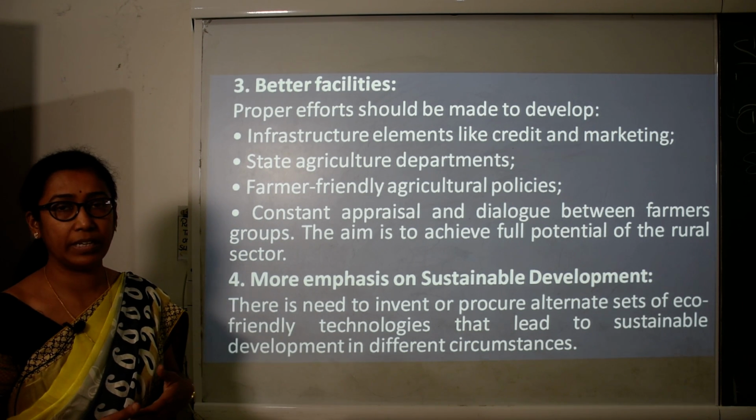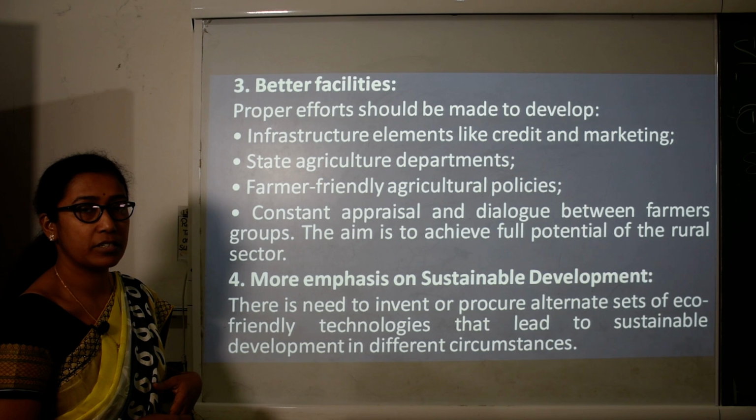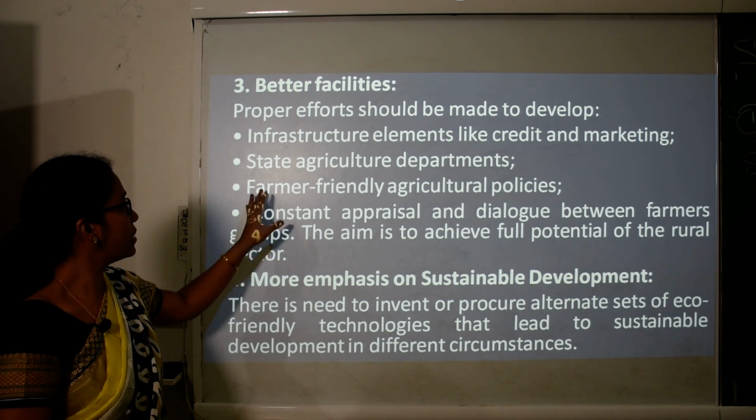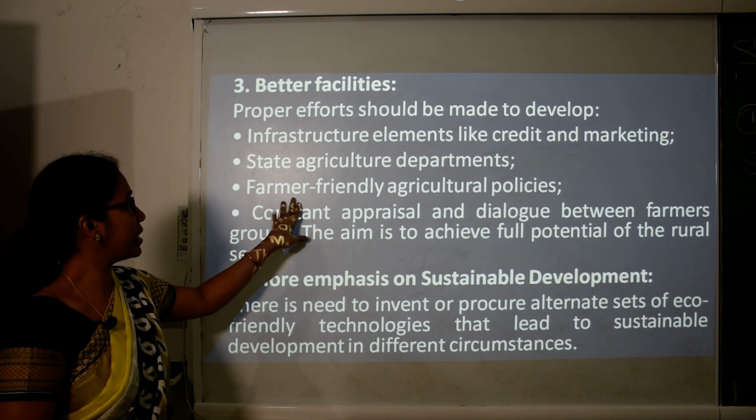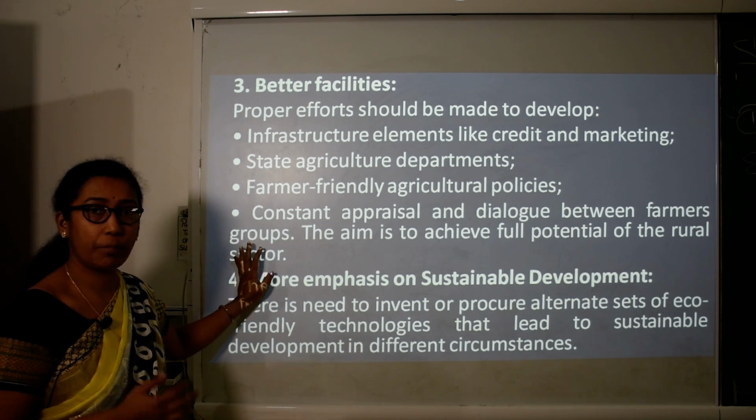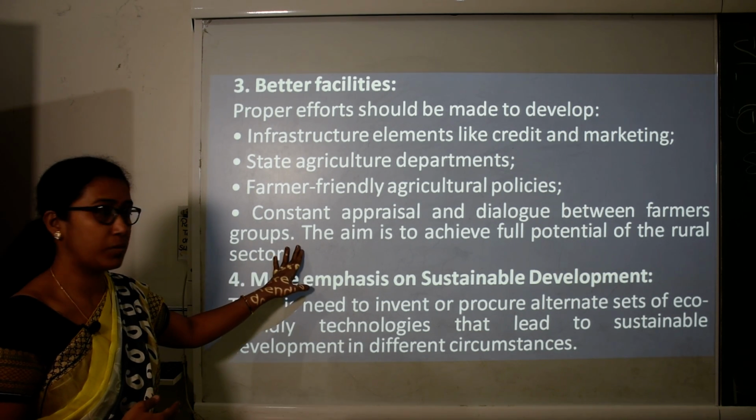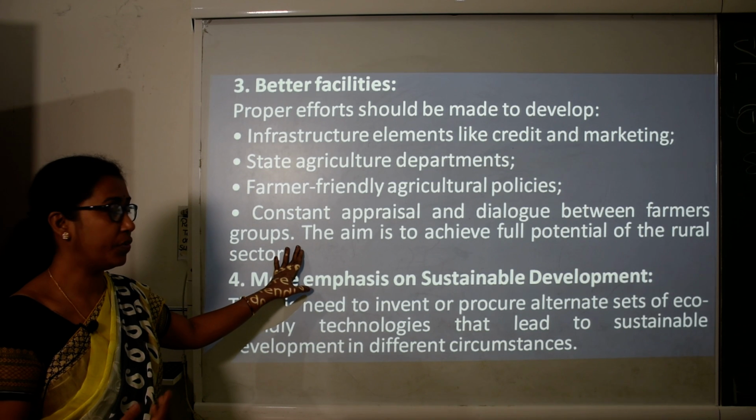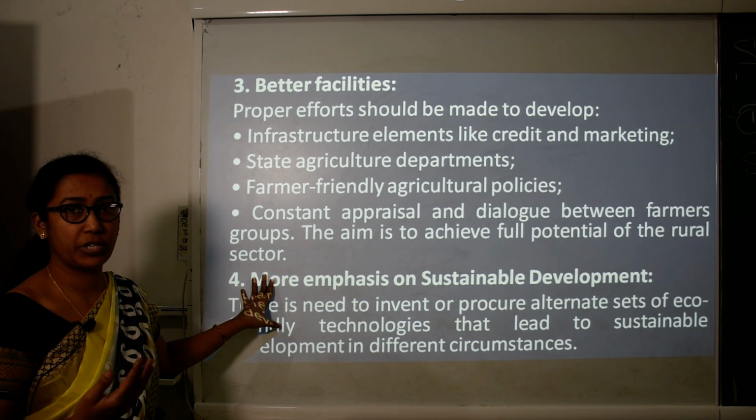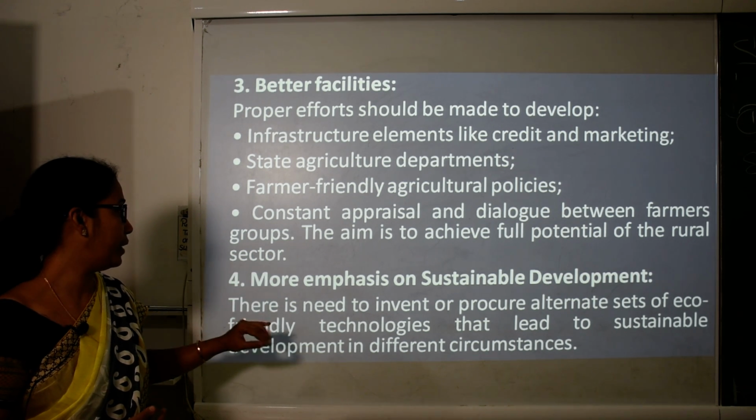Third, better infrastructure facilities must be provided to rural areas in terms of credit facilities and marketing facilities. State agricultural departments must have farmer-friendly agricultural policies, and constant appraisal and dialogue between farmers' groups must be maintained by the government through various policies. The aim is to utilize the full potential of the farming sector of the rural area.